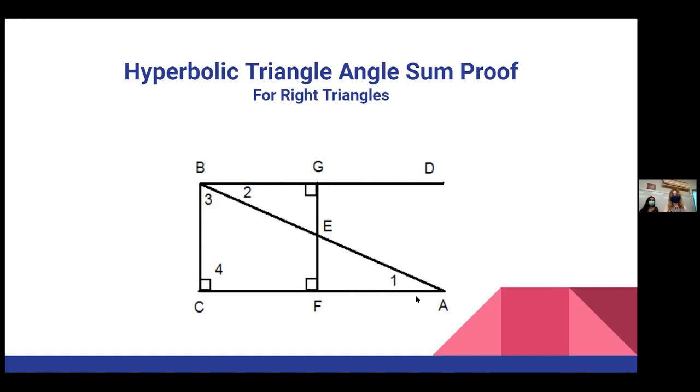And if we have 2 angles of the triangle that together are less than 90 degrees, and we combine them with this right angle here at point C that is exactly 90 degrees, there's no way that that can be 180 degrees or more. So this proves that for all right triangles in hyperbolic space, the angle sum is always going to be less than 180.